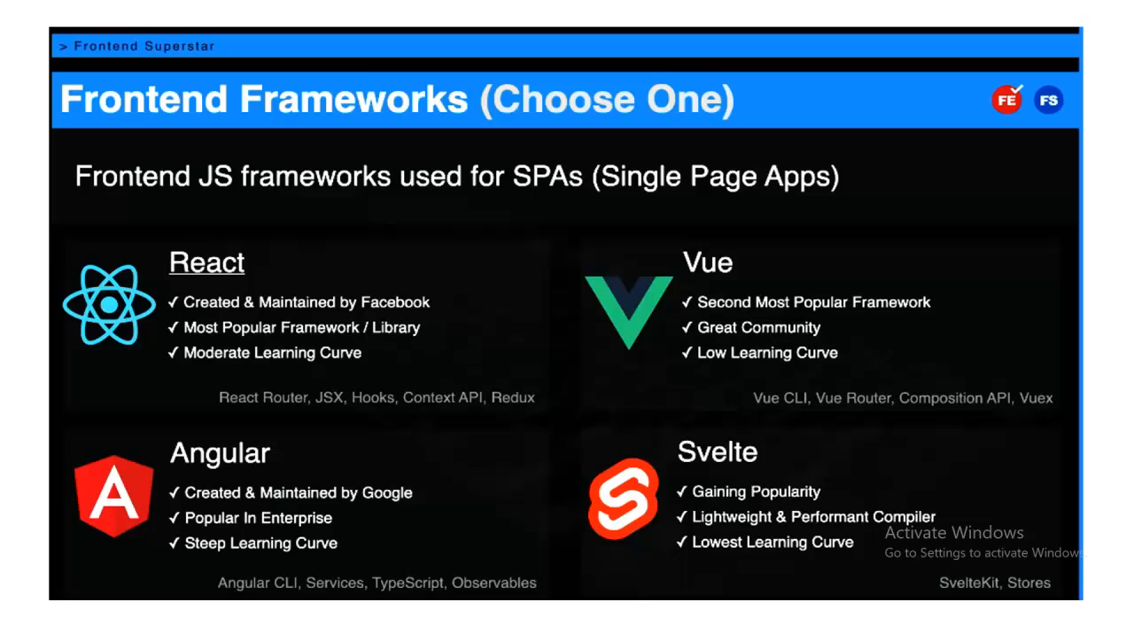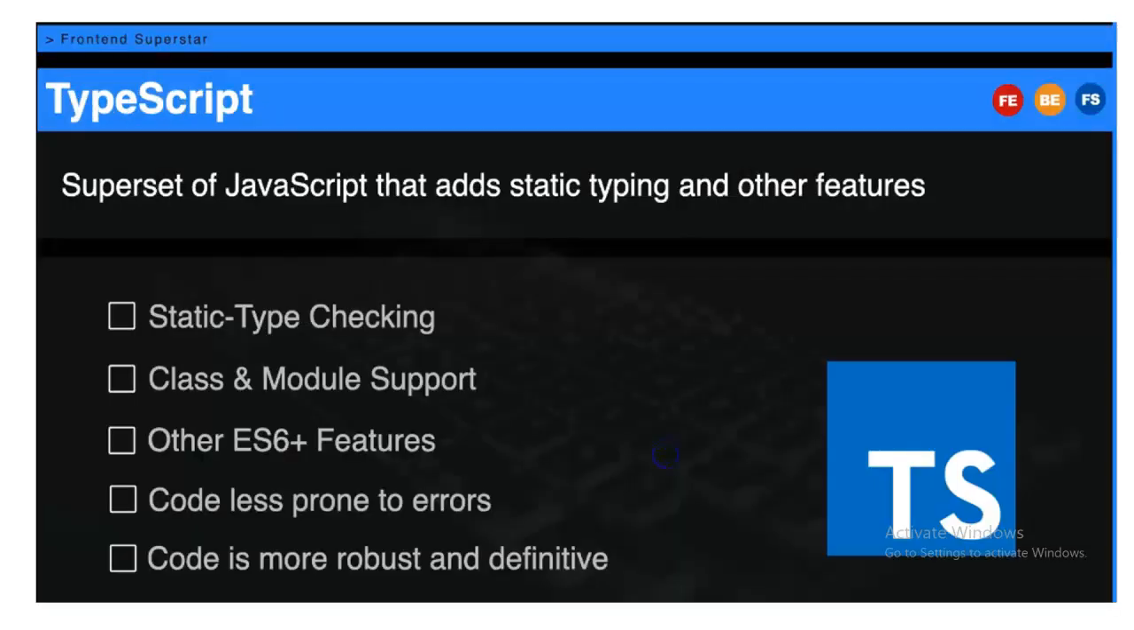Front-end framework, choose one. The front-end JS frameworks are used for SPAs, single-page apps: React, Angular, Vue, and Svelte. TypeScript is a subset of JavaScript that adds static typing and other features. Static type checking, class and module support, and other ES6-plus features. Code is less prone to errors. Code is more robust.